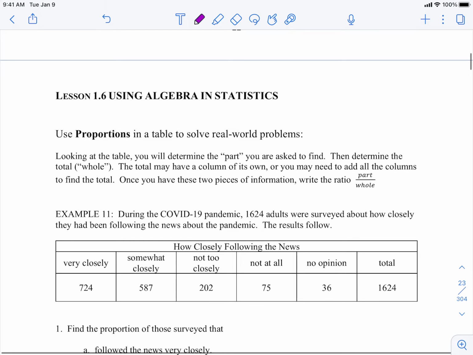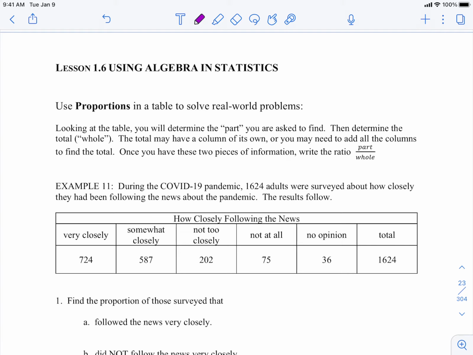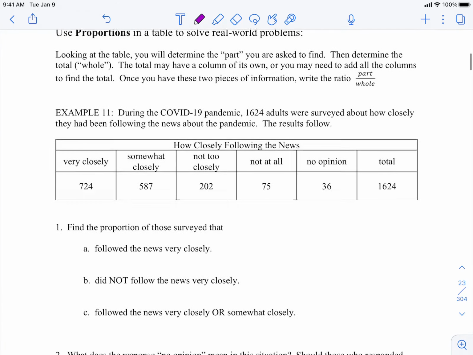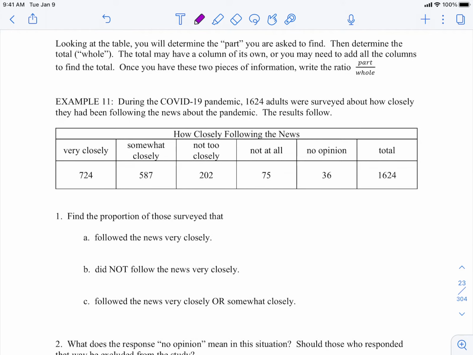All right, using proportions in a table to solve real-world problems. So looking at the table, you're going to determine the part you're asked for, then determine the total or whole. The total may have a column of its own, or you may need to add all the columns to find the total. Once you have these pieces of information, we're going to write the ratio as the part over the whole. So during the COVID-19 pandemic, 1,624 adults were surveyed about how closely they'd been following the news about the pandemic. The results follow.